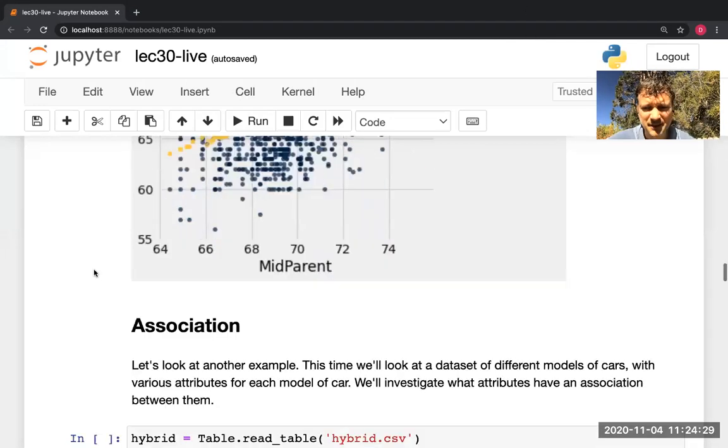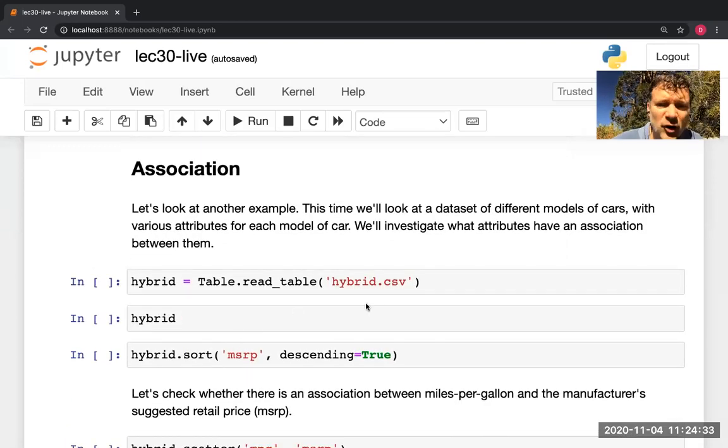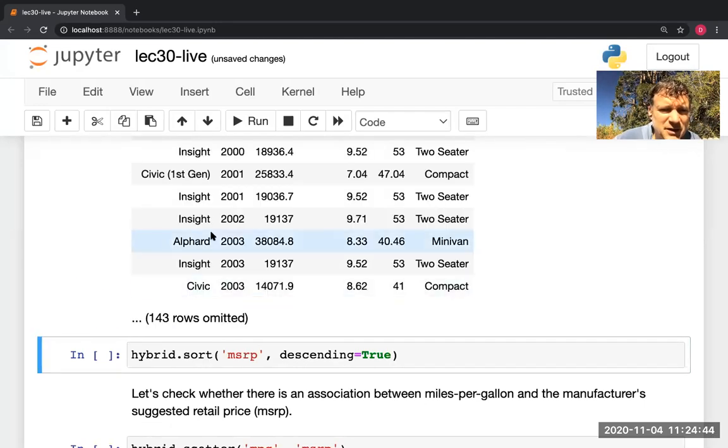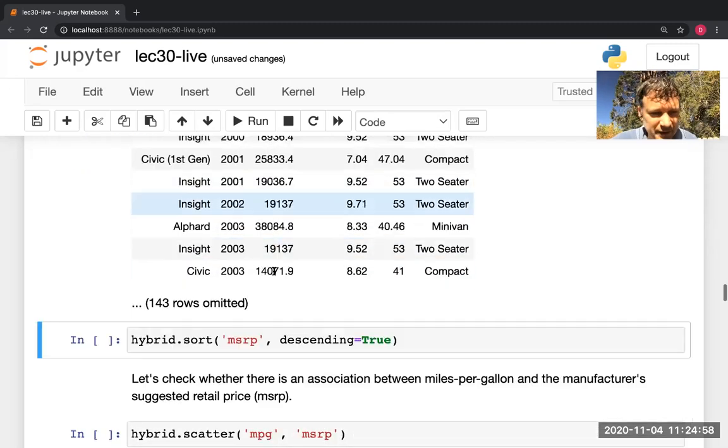So let me show you some examples. And this time I'm going to work with another data set. This time we're going to look at a data set of different models of cars that have been on the market over a period of time. Okay, so here's the data set. You can see we have different models of cars and the year they were released, and MSRP, that's the manufacturer's suggested retail price. That's basically the price of the car if you buy it new. There's acceleration, miles per gallon, what kind of car it is.